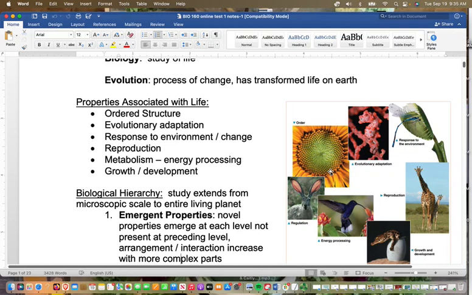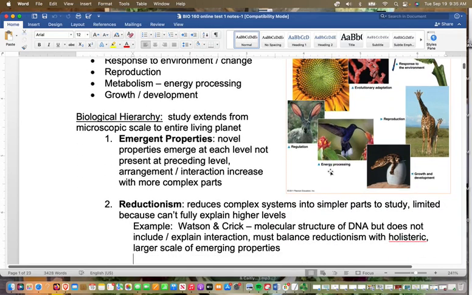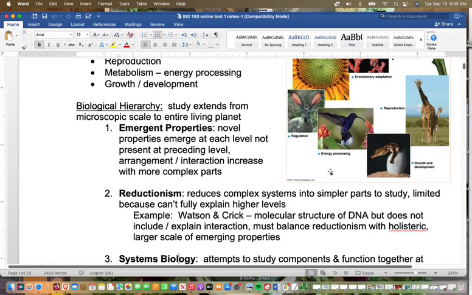There's metabolism. This is how we are going to acquire energy, as well as how energy is processed throughout a body. And then living things are going to grow and develop over time. So when we look at biology, the study extends from all the way down to the microscopic scale with things you can't see to the entire living planet. What we see is there's novel properties that emerge at each level as you go from things that are more simple to more complex. So there are new arrangements, new interactions that are going to make the things as you go up the hierarchy more complex.